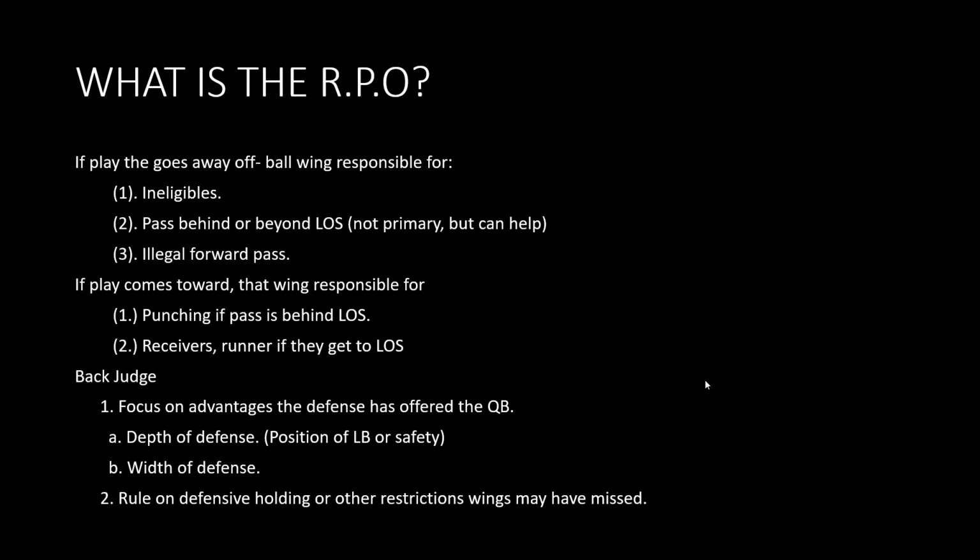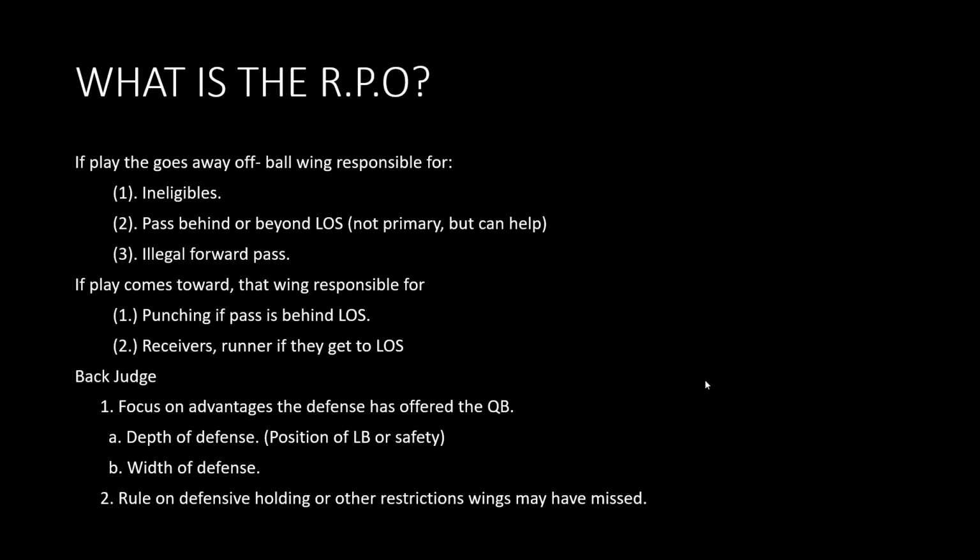So if you are a wing and the ball goes away from you, you're going to be responsible for ineligibles primarily. If the play is going away from you, you don't have a lot to look for otherwise. And so you want to look for ineligibles to make sure they're not more than 2 yards downfield if there is a pass thrown. And remember, it's where they are when the pass is thrown, not when it's caught.